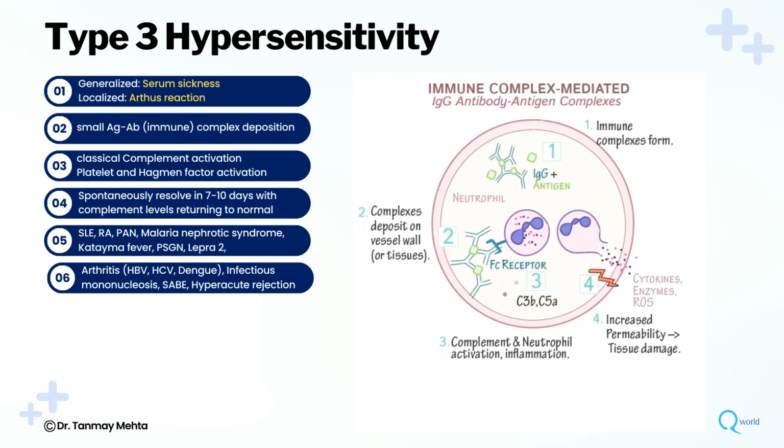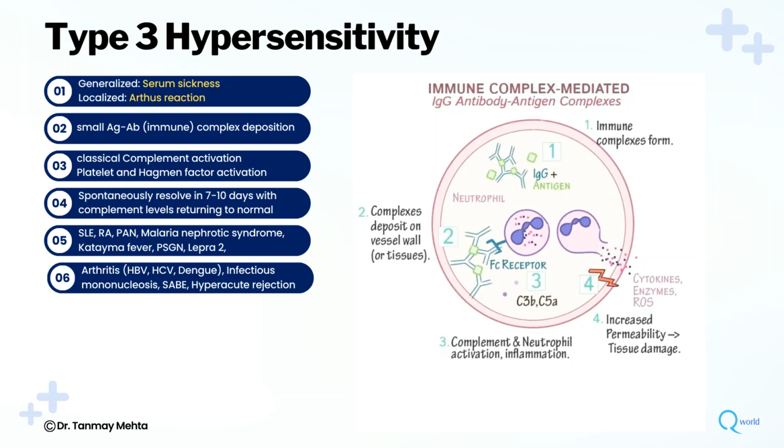Now, once we have this antigen-antibody complex, also known as immune complex, what happens? Initially, there is excess formation of these immune complexes. These immune complexes get deposited on various tissues as well as vessel walls. Under normal circumstances, these immune complexes get rapidly cleared by the complement system.